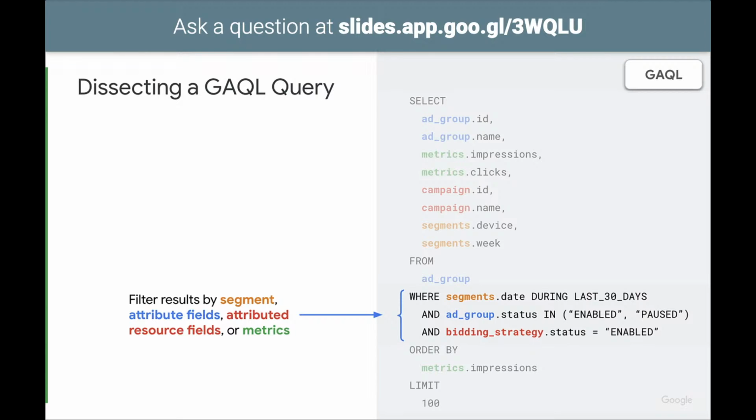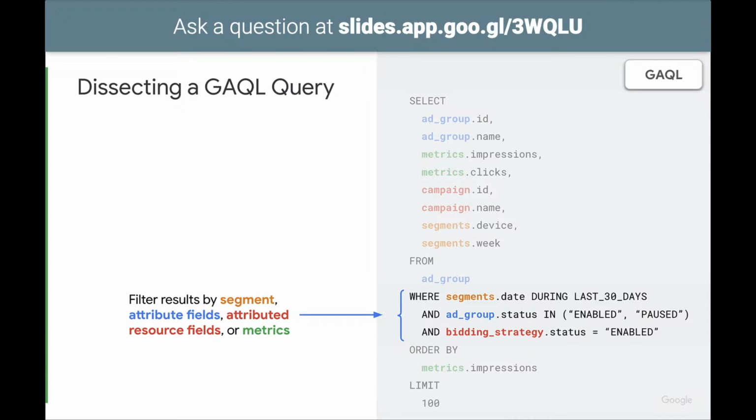That during is a nice convenient keyword. There are a few different options when you use during. For example, last 30 days, last 7 days, I think yesterday and today are some options. And then we can also filter on the fields that are available on the attribute in our from clause. So for example, status is an attribute on ad group. So we can get the status of all ad groups, or we can filter our result set to only include ad groups that are either enabled or paused.